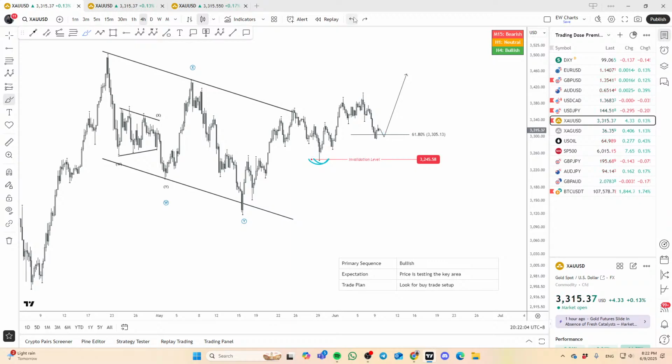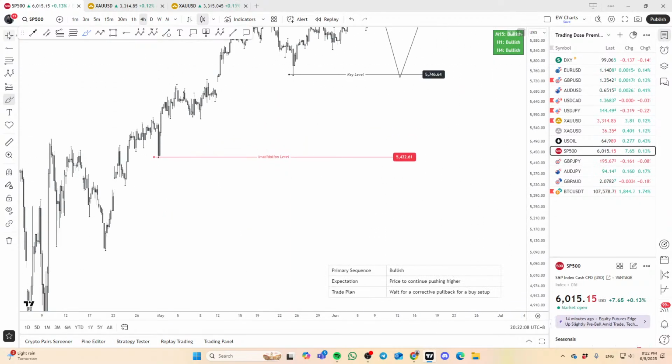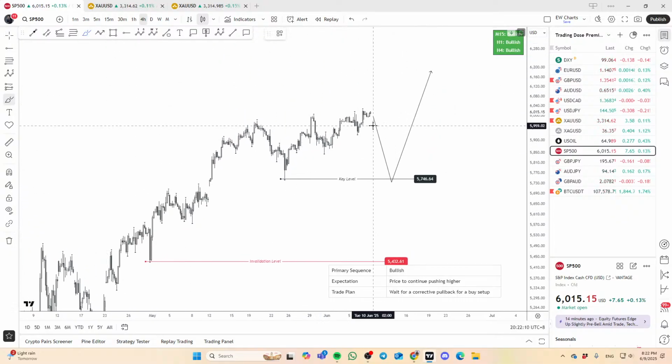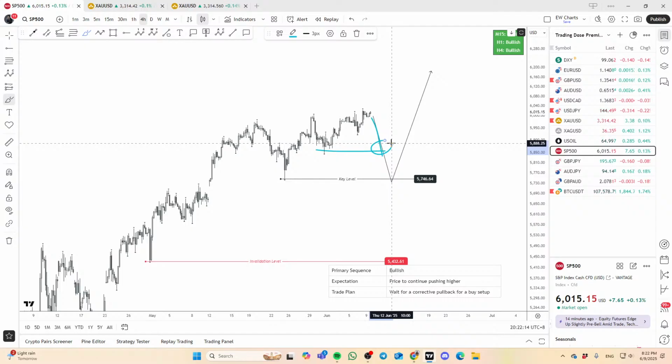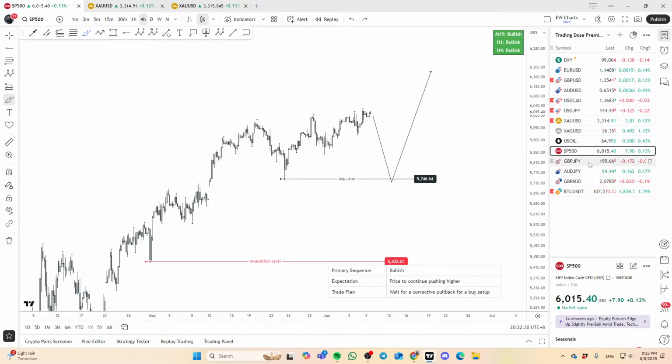So if you go to S&P, that is that similarity, right? If this pulls back towards this area, it's like an intermediary pullback. If this pulls back to here and gives you a buy trade setup, I'm more confident taking that buy trade at that key level. Okay, so that's my take on S&P.